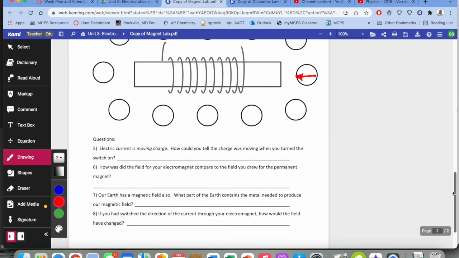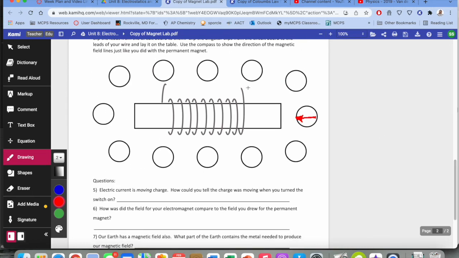Then lastly, answer the questions. So the one thing that's going to be important here is that we're really talking about what we're putting through this wire is current. It's moving charge. Okay. And the name for moving charge is current.